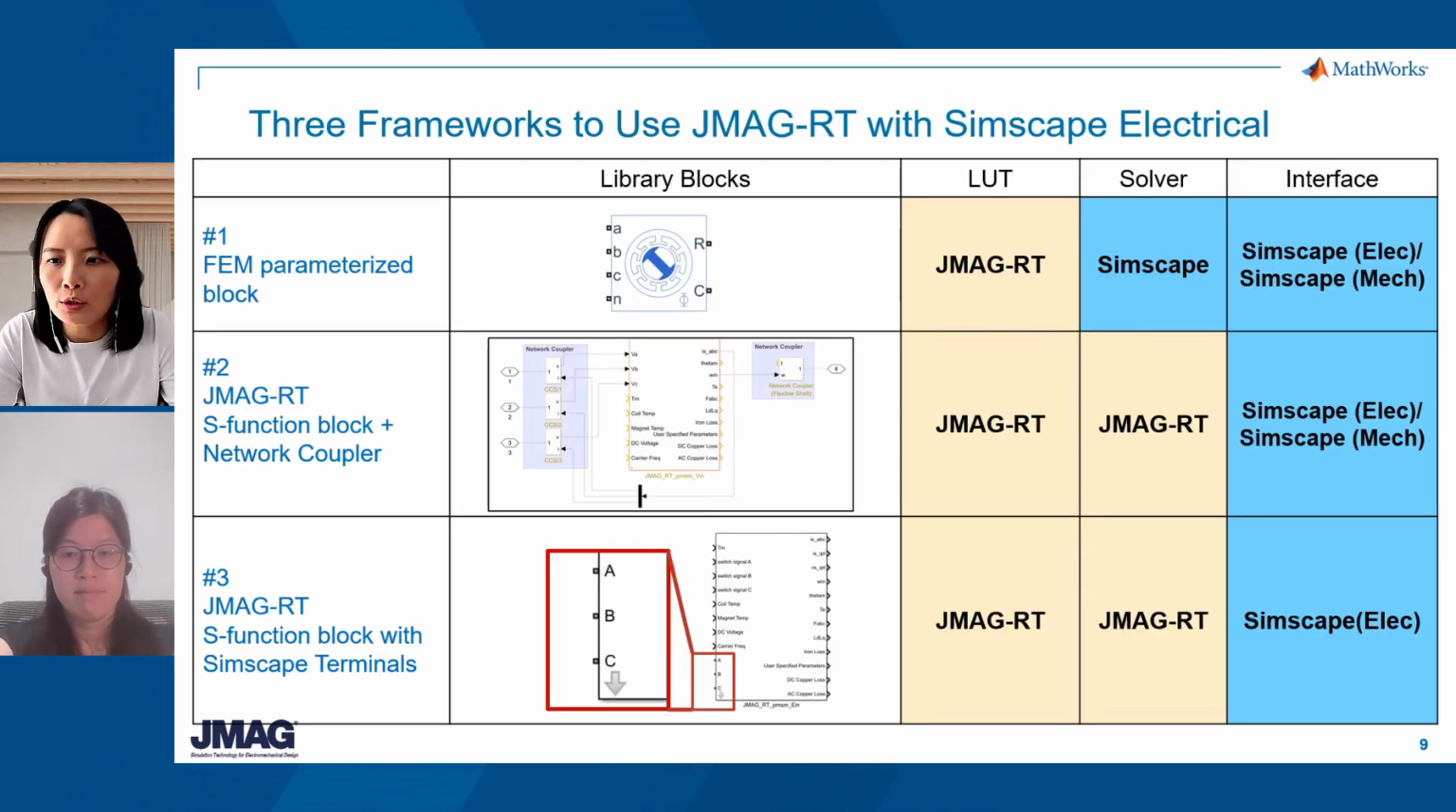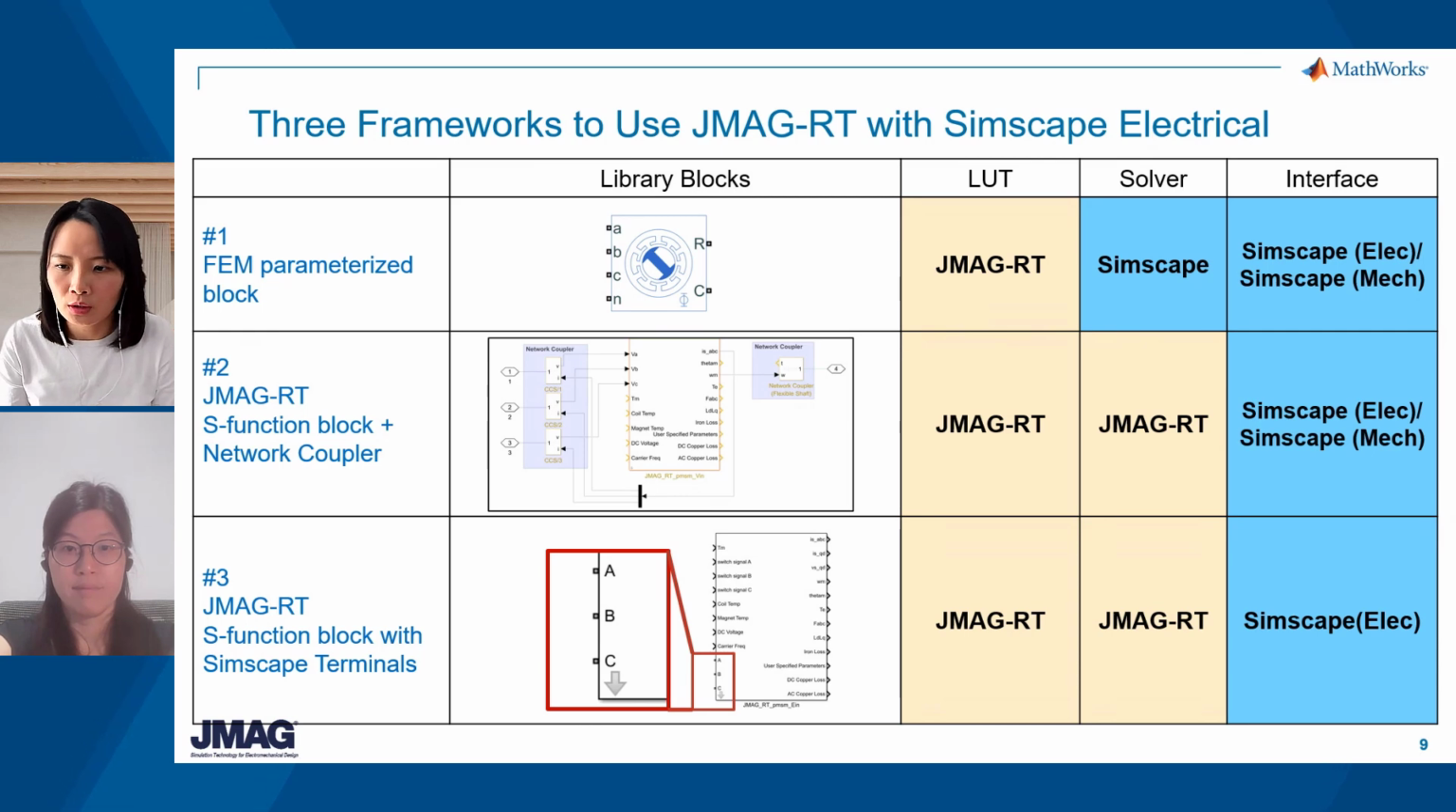So as Yoko mentioned, JMAG RT can create a lookup table for modeling a high-fidelity motor model. So how do we integrate a lookup table with Simulink? Here we provide you three frameworks to use JMAG RT with Simscape Electrical. All three frameworks use the lookup table from JMAG RT, but we support different types of solvers and interfaces that you can choose from.